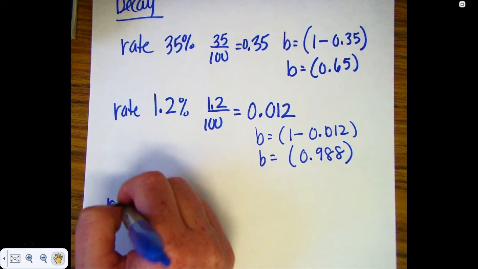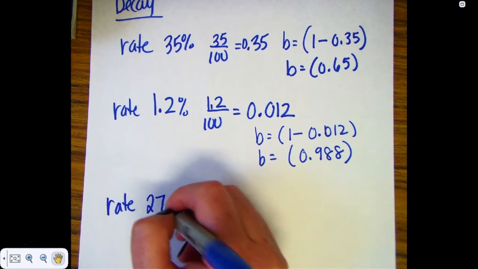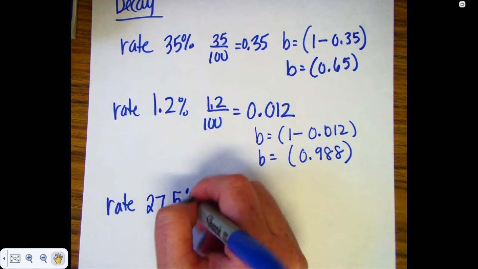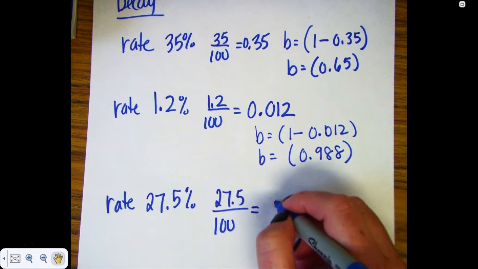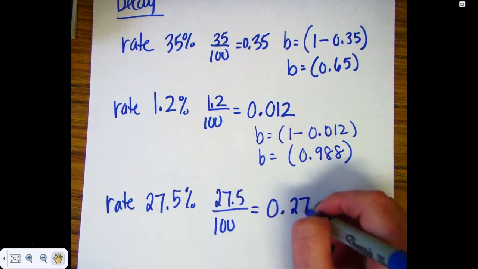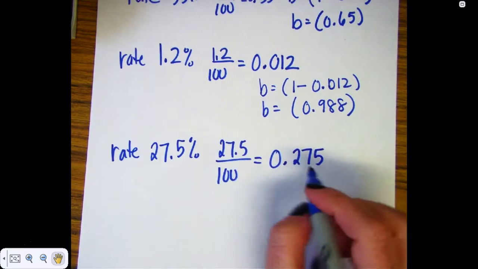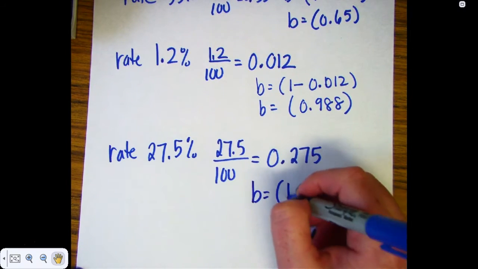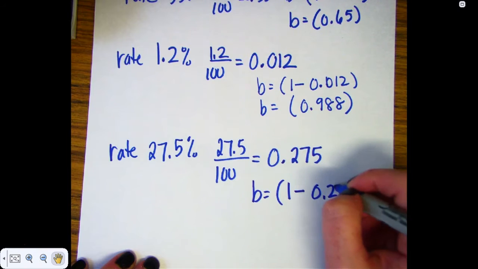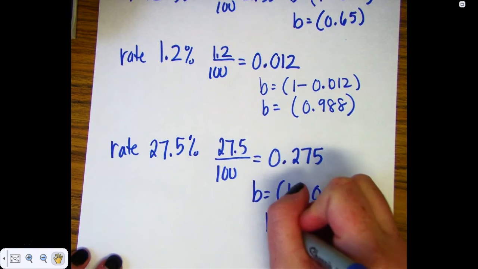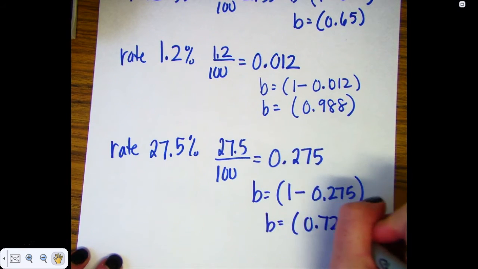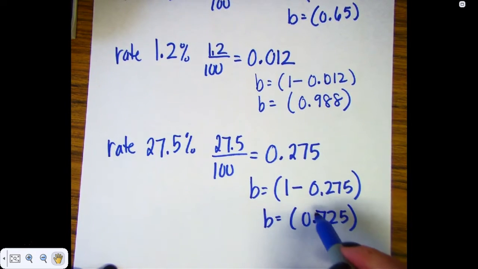So again, let's say my rate is 27.5%. I take 27.5, I divide it by 100. That leaves me with 0.275. In order to find my B value, I take 1 minus 0.275. Okay, 1 minus 0.275 is going to leave me with 0.725. That's how I'm getting my B value.